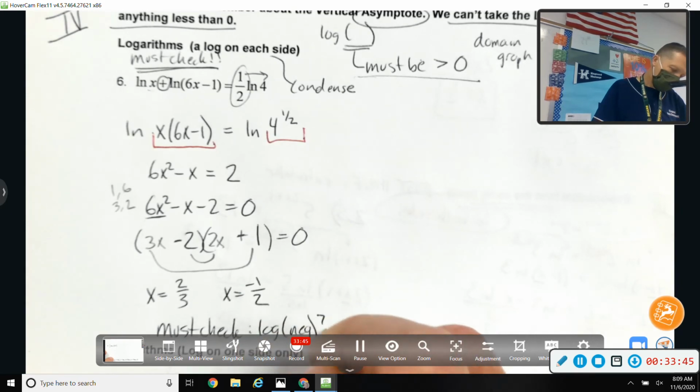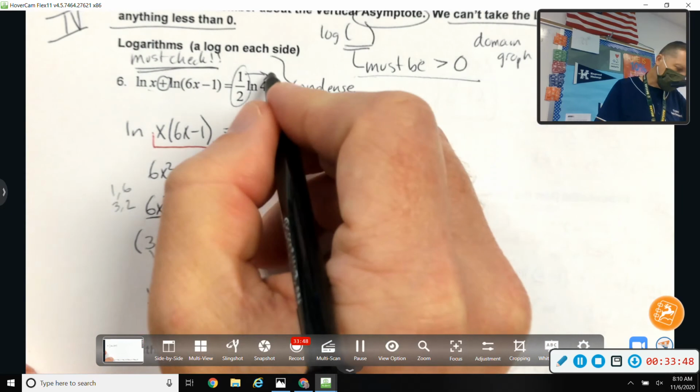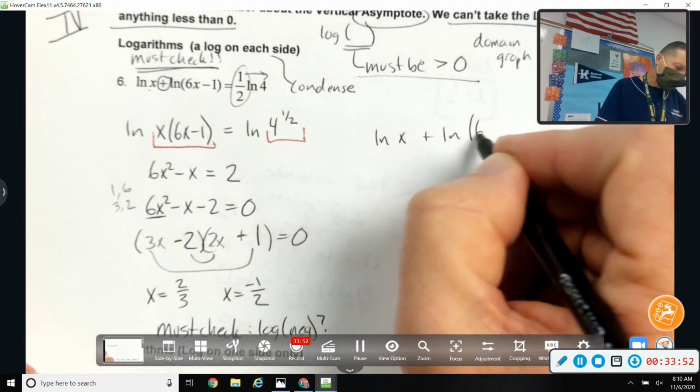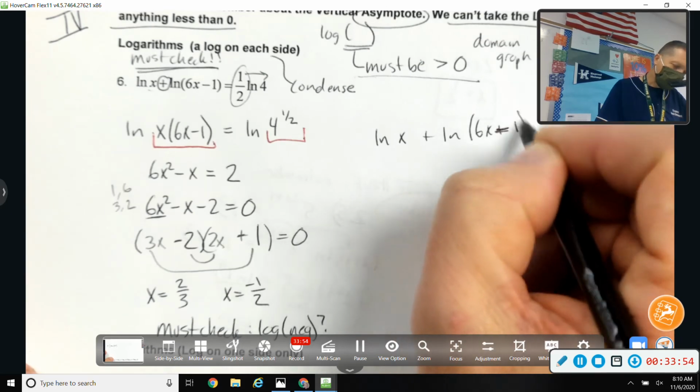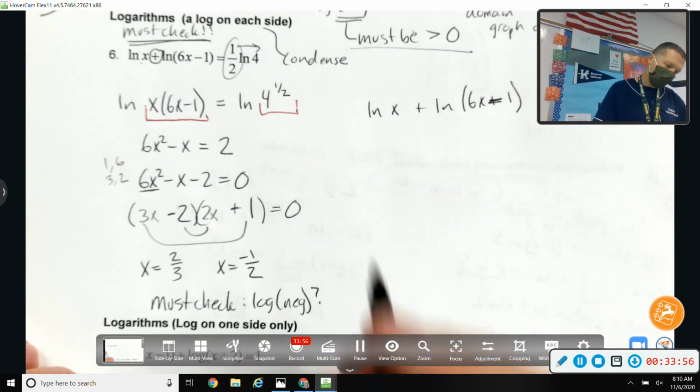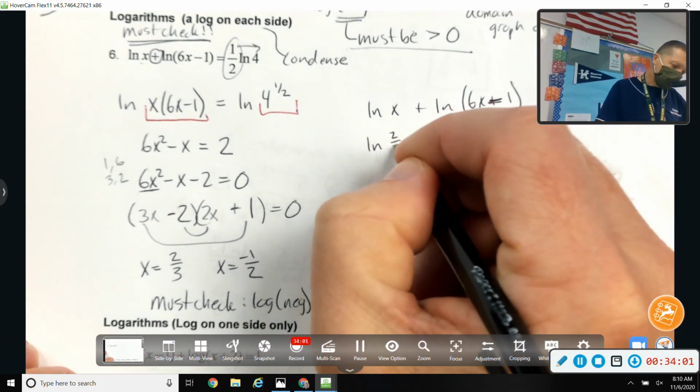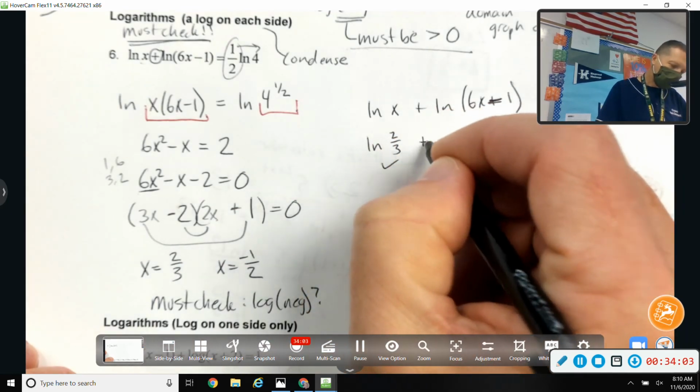So I go back up to the top. Natural log of x, natural log of 6x minus 1. That's what I'm worried about. So if I check 2/3, natural log of 2/3 is okay. I don't know what it is, but it's not negative.